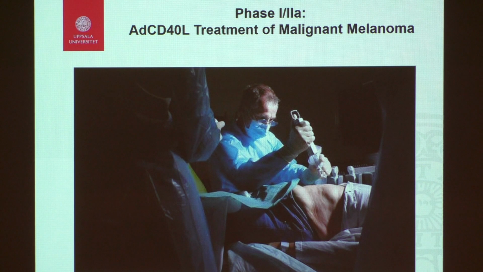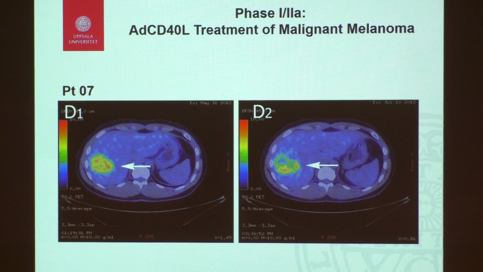So this time we gave the treatment by percutaneous intratumoral injection. Most patients that we treated, 15 in all in the data I will present today, had liver metastasis. This is an example of patient number 7, who had a liver metastasis and was treated with 4 injections. And you can see that after treatment we have a significant reduction of the activity in the tumor.